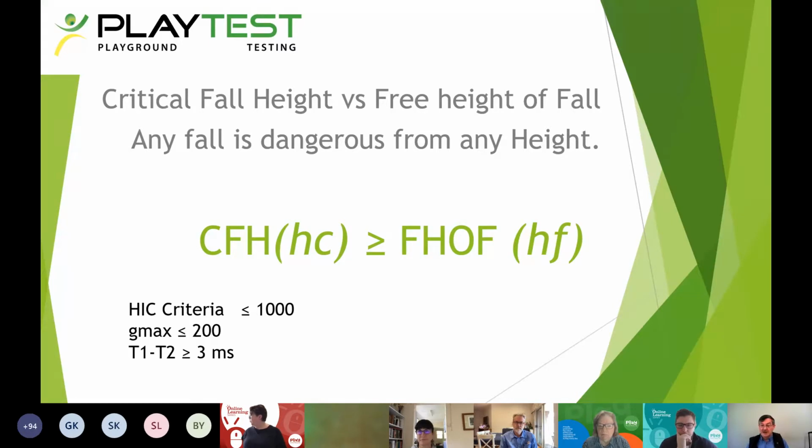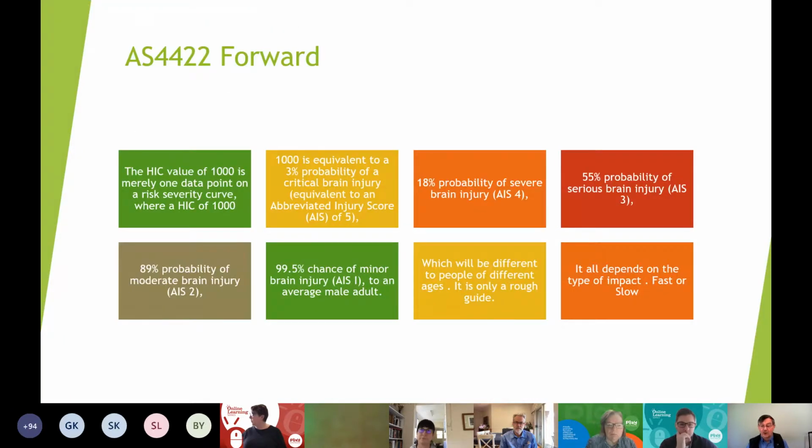The thing is, though, we also need to know where it came from and how it relates to us from previous days. And if you read the foreword of the standard in 4422, it lets you know the chance of any injury, the possibility of an injury when impacted at 1000 HIC.